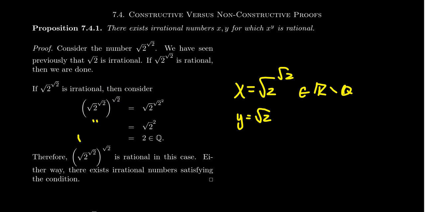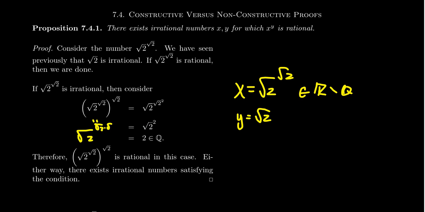So this is equal to the square root of 2 to the square root of 2 times the square root of 2 power. But that's just the same number. You're going to end up with the square root of 2 squared as your exponent, which, by virtue of being the square root of 2, if you square the square root of 2, you get back 2. So this is equal to the square root of 2 squared, which is equal to 2, and we know that's a rational number.